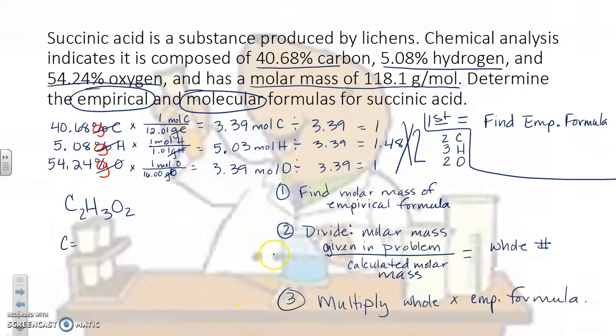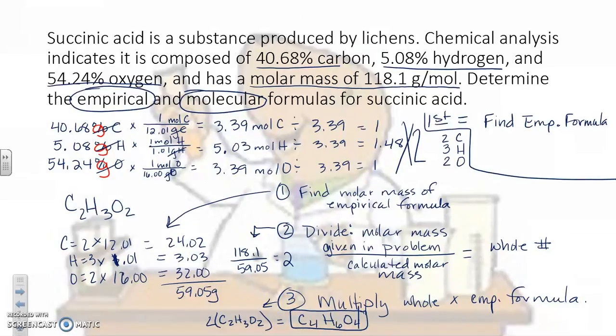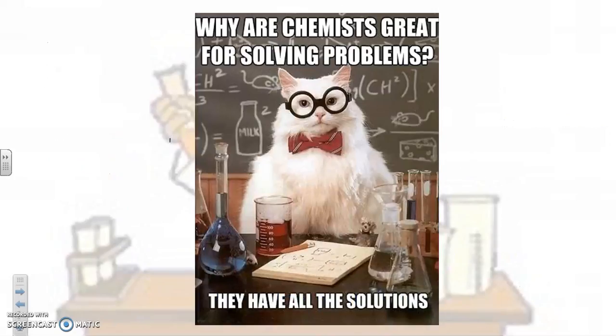And then to find the molecular formula, I'm going to write these down. Because I'm running out of time, these are the steps. First we have to calculate the molar mass of the empirical formula, which is 59.05 grams. Second thing we're going to do is divide the number in the problem by the calculated molar mass, which gives us 2. And then for step 3, we're going to multiply by the whole number, which gives us the molecular formula. All right, I know that went fast, but that's because I'm running out of time.